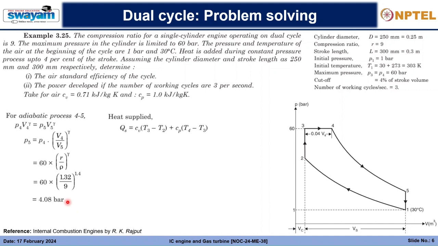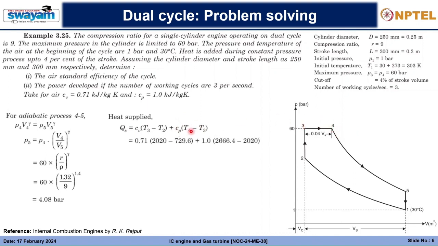Now we will calculate the total heat supplied. The total heat supplied is the heat added at constant volume here and at constant pressure here. So we will use this formula: CV into delta T and CP into delta T. Why CV? Because specific heat at constant volume will be applied for this heat addition process 2 to 3, so simply T3 minus T2. And for this process here we will use the specific heat at constant pressure CP, and the delta T is T4 minus T3.